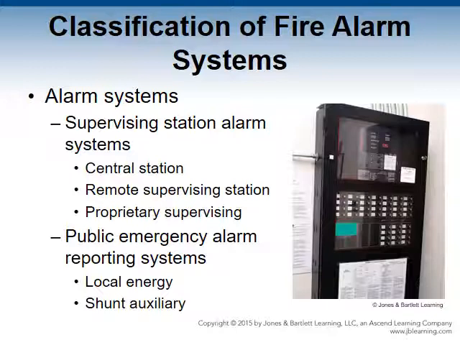Local energy fire alarm systems are self-contained systems with a power source not dependent on current from municipal circuits. Shunt auxiliary fire alarm systems use power from the municipal fire alarm circuits to supply current to the building fire alarm system. Only manual initiating devices and water flow switches can connect to this type of system.